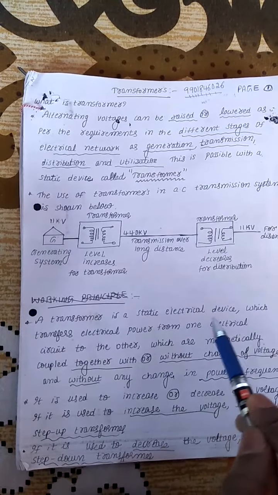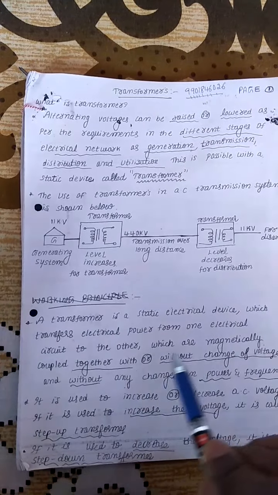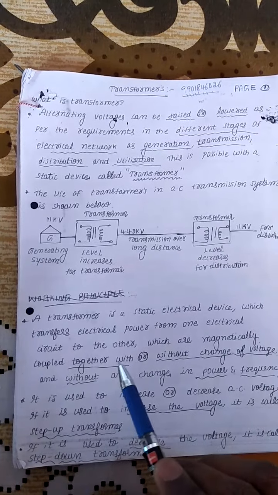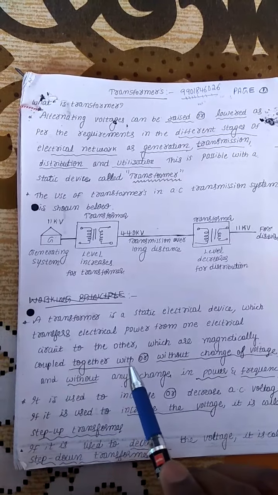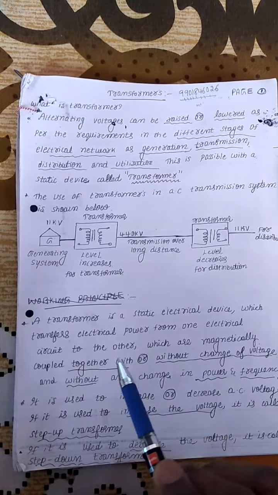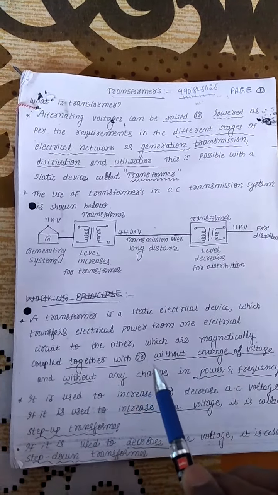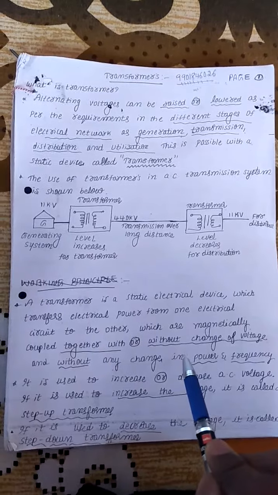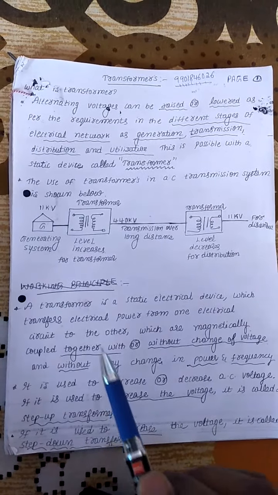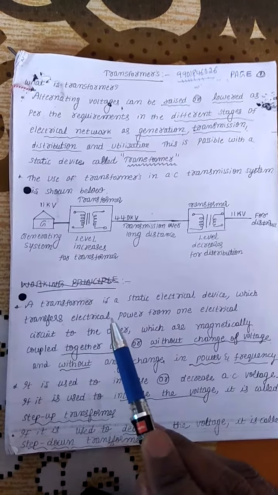A transformer is a static electrical device which transfers electrical power from one electrical circuit to another which are magnetically coupled together. Later on I will explain how it works. With or without change of the voltage, you can either increase or decrease the voltage, or keep it unchanged, and also without any change in the power and the frequency you can transmit the electrical power.